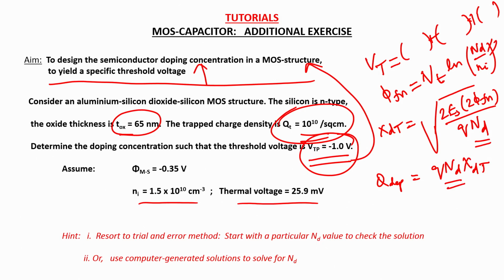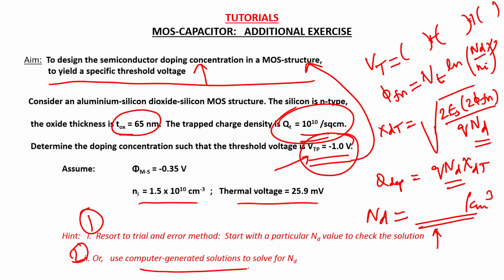There are 2 approaches to solve this problem. The first approach is trial and error, where you assume some value for the doping concentration in per cc, and plug in those values to see if you reach the specified threshold voltage. If you don't, you refine the doping assumption and head towards the needed threshold voltage. The other way is to use a computer generated solution to solve these equations to directly find out the Nd value.